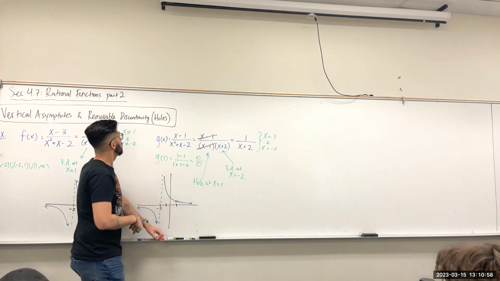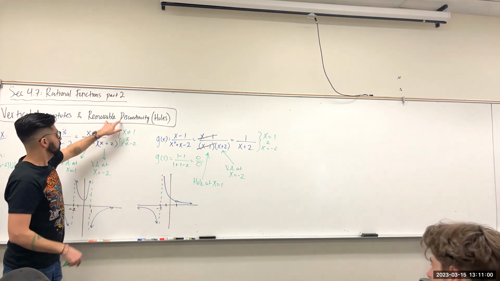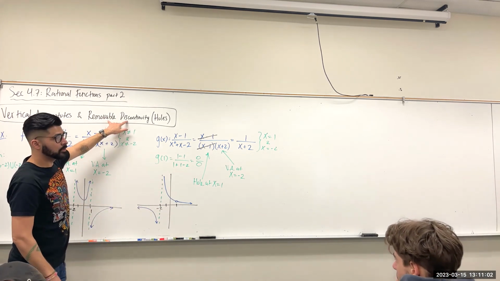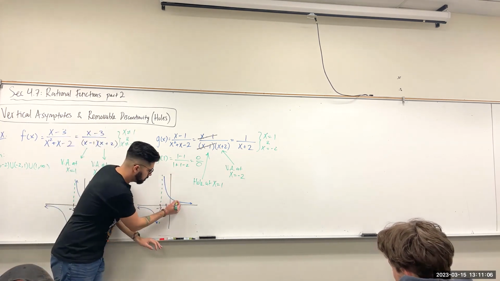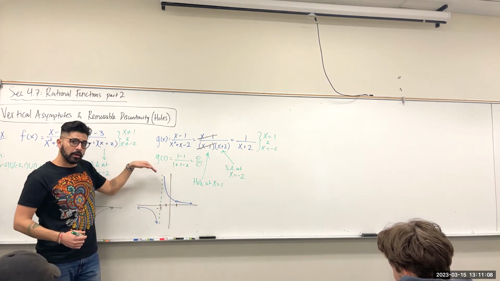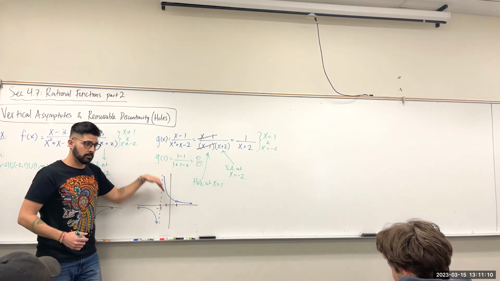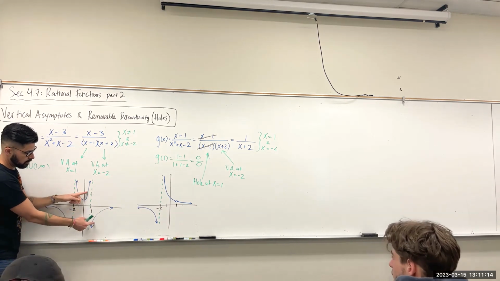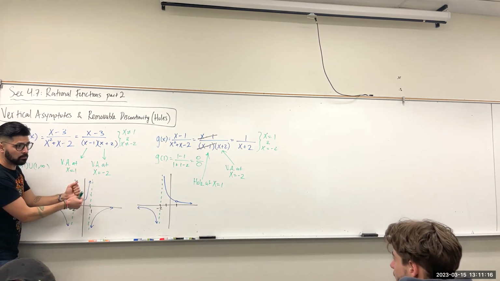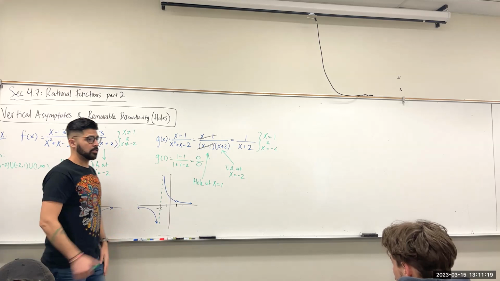Okay. This right here is called a removable discontinuity. Because if I fill this hole, now my graph will be continuous there. It's connected. Versus when it breaks apart like this, there's no way to connect it together. Okay? Wait, you have a question?